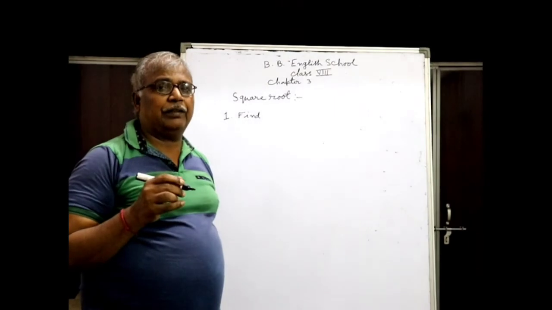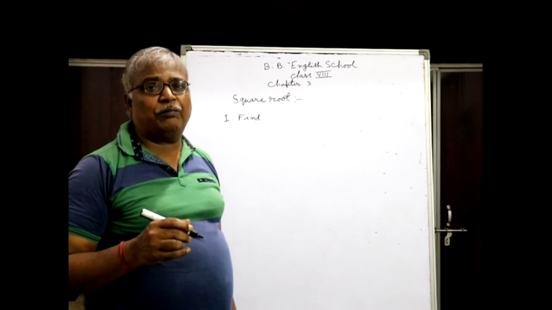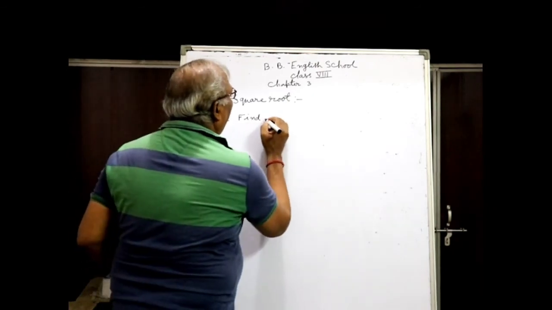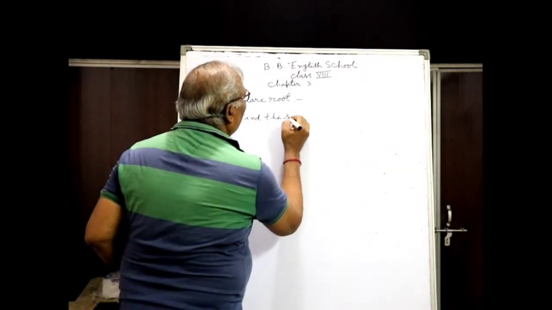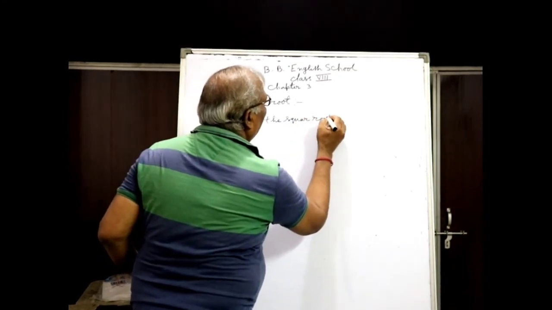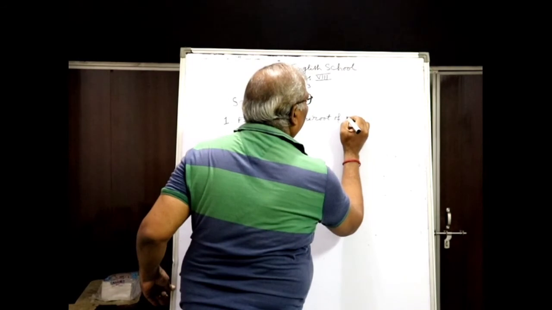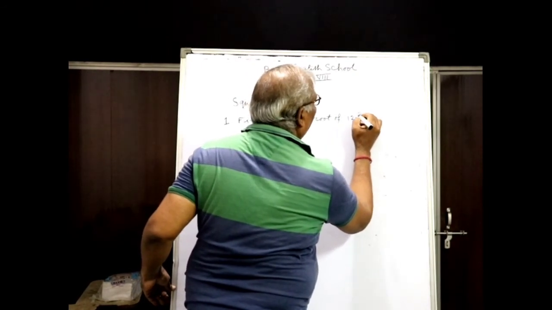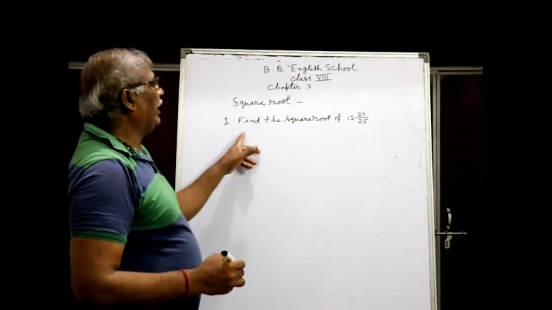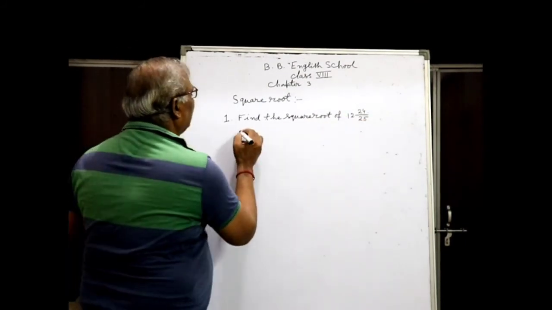Now I am giving another problem which is a mixed fraction. How will you find the square root of a mixed fraction? Write down: find the square root of 12 wholesome 24 by 25. Find the square root of 12 wholesome 24 by 25. Solution.